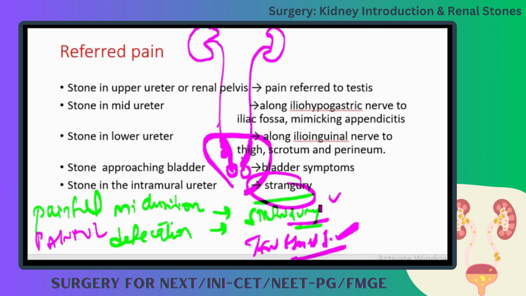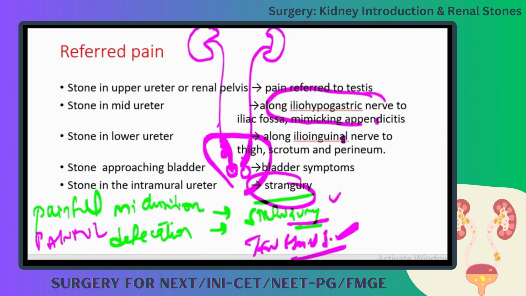Okay. So this is about the importance of referred pain. You have to remember, if the patient is having pain in the testis, upper ureter or renal pelvis; mid ureter, iliac fossa; lower ureter, it is along the thigh, scrotum, perineum. Approaching the bladder, bladder symptoms like frequency, urgency. If it is in the intramural ureter, it is strangury, that is painful micturition. And I told you the next level, if you want to prepare further, then you have to know about these nerves also.